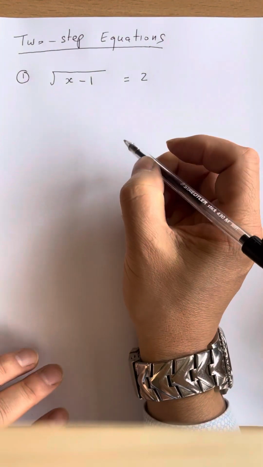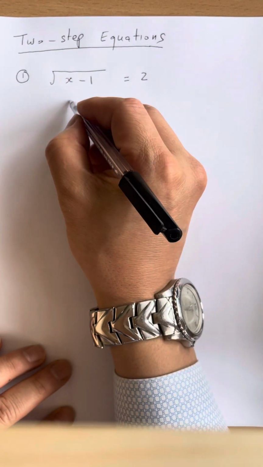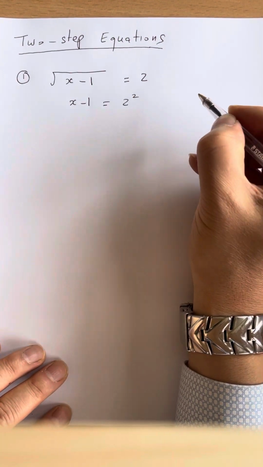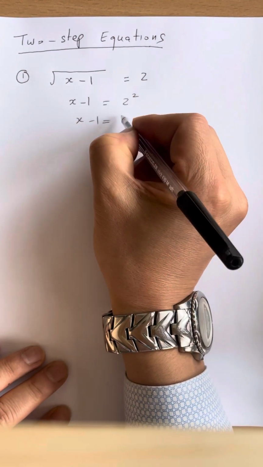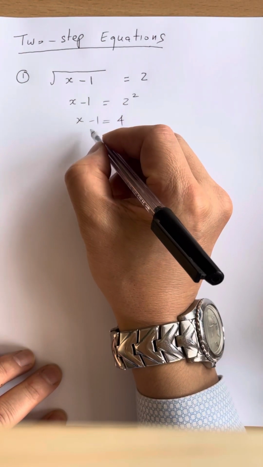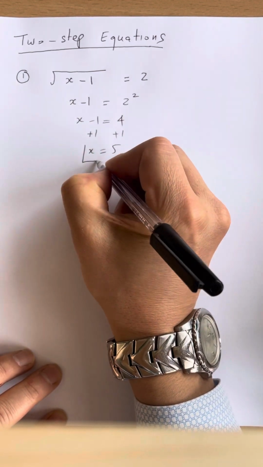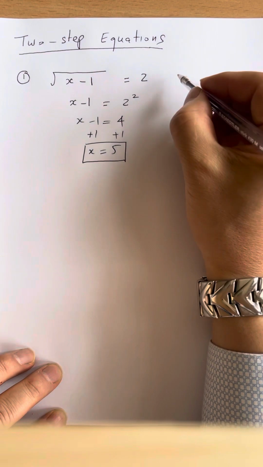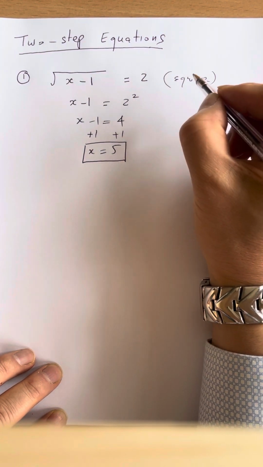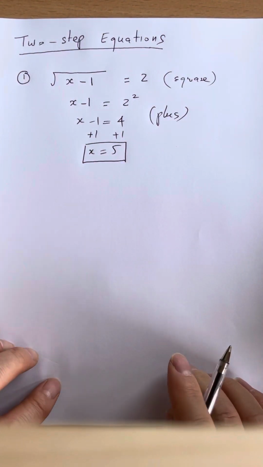So the first one is the inverse of square root is square. So what you're going to do is you're going to square both sides to get rid of the square root. And of course, square of 2 is 4. And then you do the second step, the inverse of minus is plus. So then you end up with 5. So that's 2 steps. The first one is square here to get rid of the square root. And then plus here to get rid of the minus. So that's the first one.